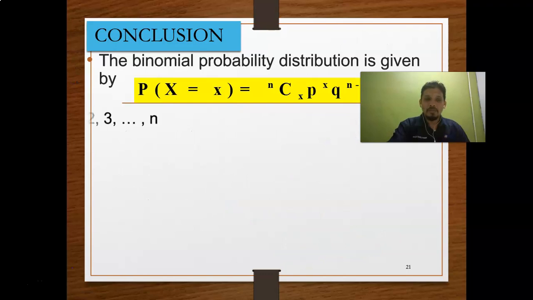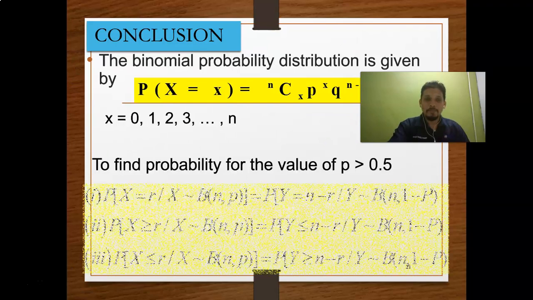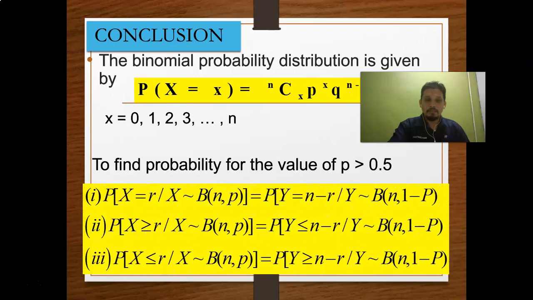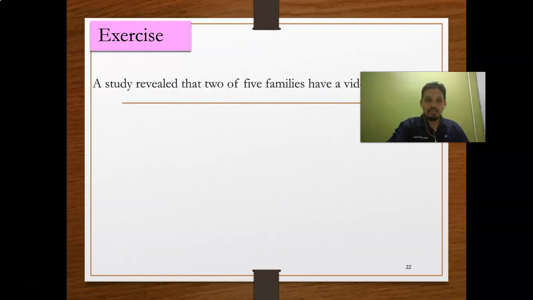Okay, so the binomial distribution is given here, and for the special case, p is greater than 0.5. So I hope all of you understood the process of changing it from the X to Y binomial distribution to get the answer. Okay, so let's exercise.